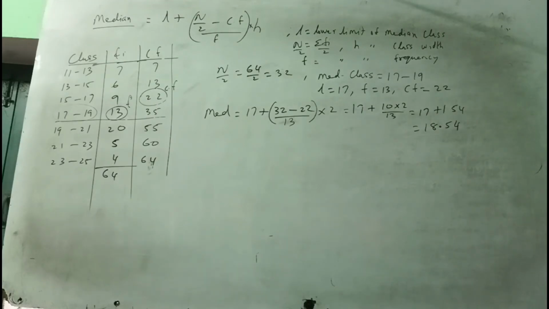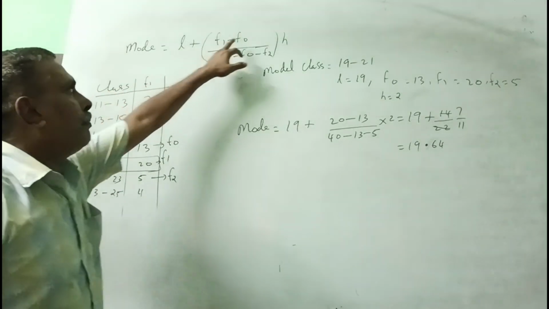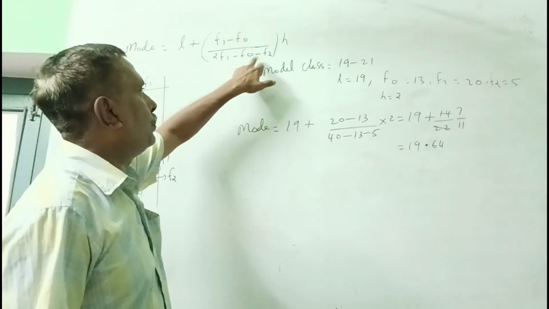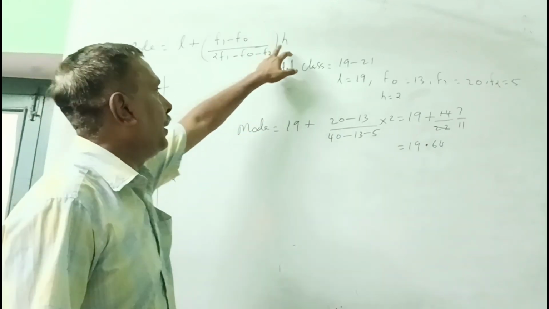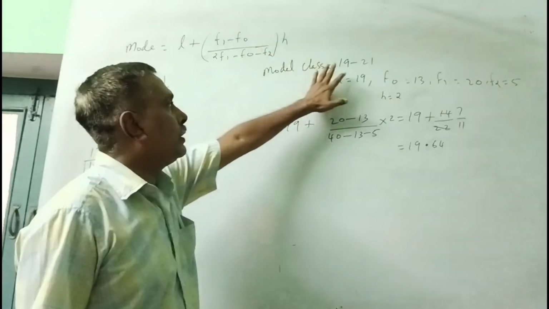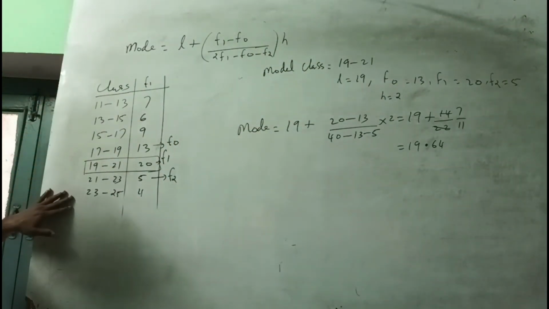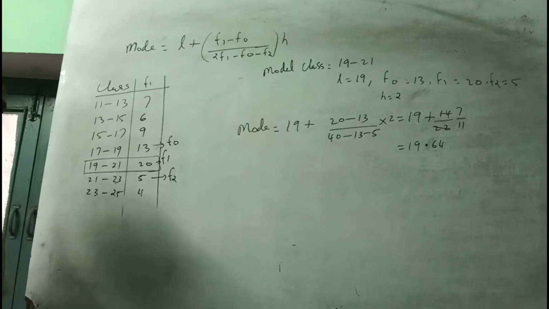We are going to use the same question to find the mode also. I will show you after this. The mode formula is L plus (f1 minus f0) upon (2 f1 minus f0 minus f2), into h. You have to learn the formula. Here L and everything depend upon the modal class. So here also the classes must be continuous. If not, you have to make them continuous.